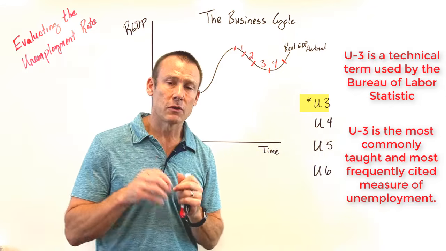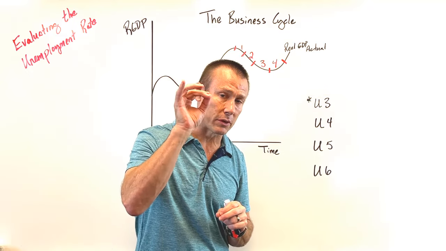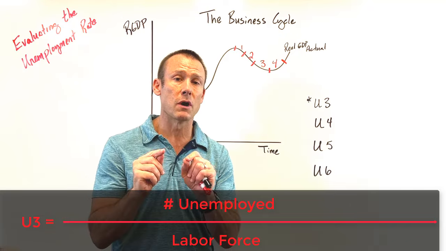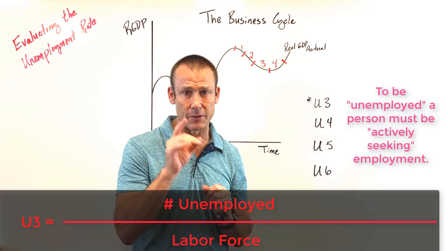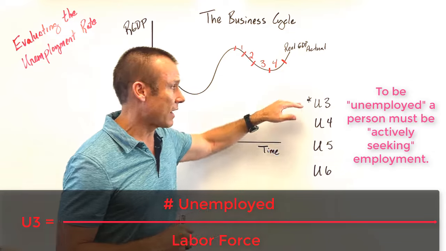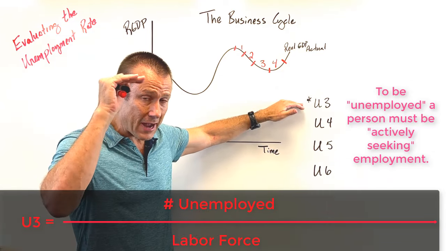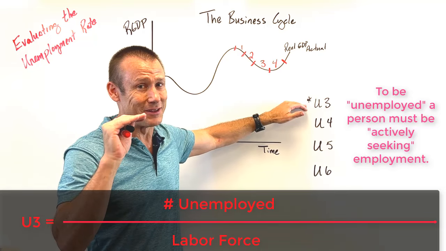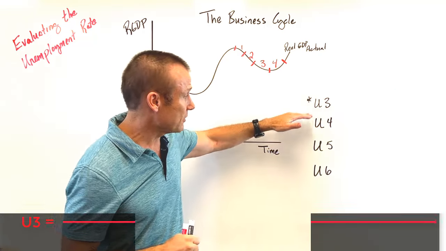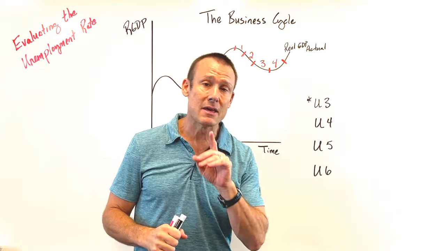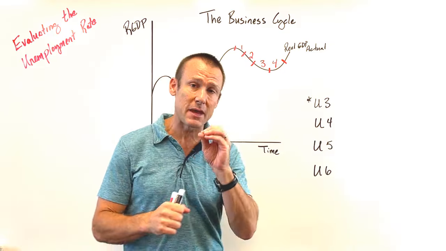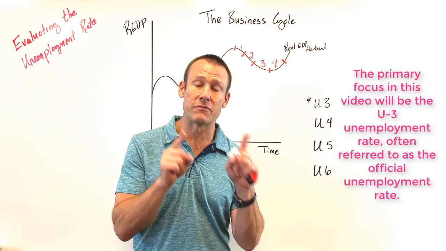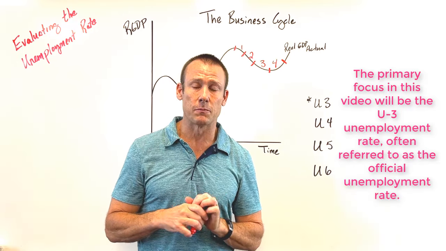What is U3? U3 is the number of unemployed over the labor force. And to be unemployed, you must be actively seeking a job. That is the key, right? So we've got the people who do not have a job that are actively seeking a job. That's your numerator, and your denominator is the labor force. Now you've got these other ones that I'm going to talk about at the end of the video. But again, this is the main one that we're talking about in a macroeconomics course, and that's the one we're evaluating in this video.